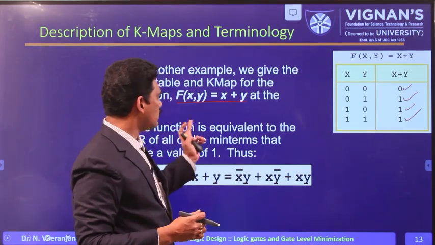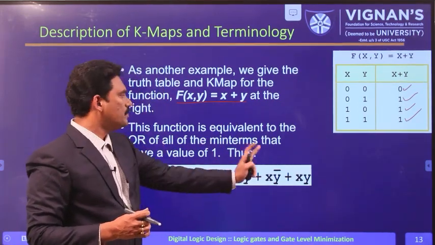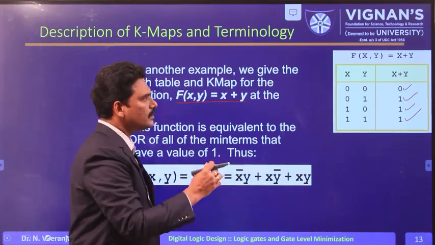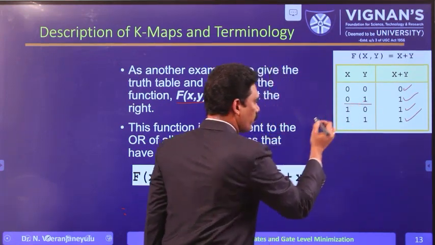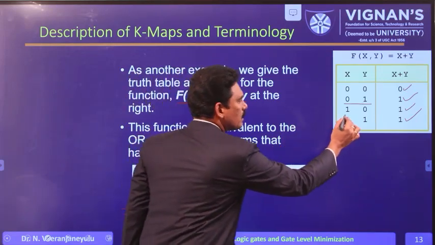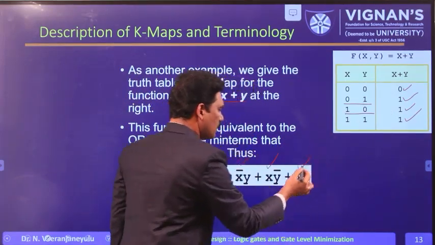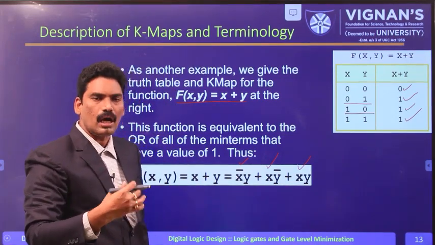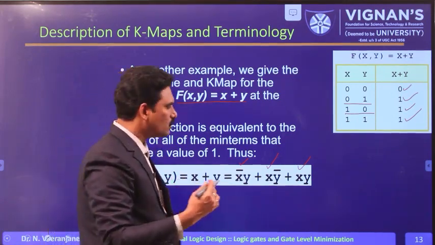And this function is equivalent to the OR of all the minterms that have a value of 1. Thus, see what is the expression for each 1? This is 0, 1, that is x bar y. The second one is x y bar and the third one is x y. This is our expression. So we are going to minimize this expression. How to minimize this one?